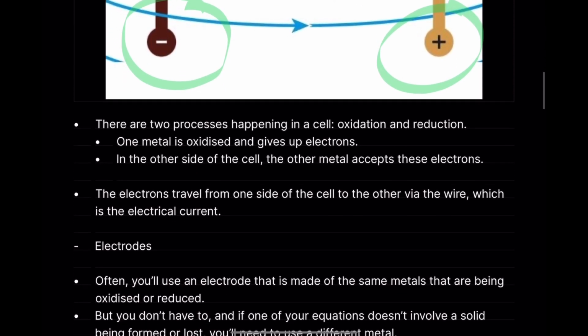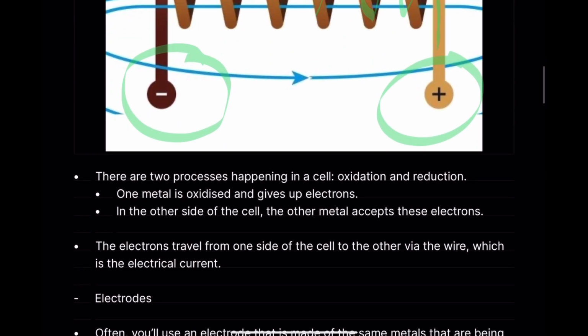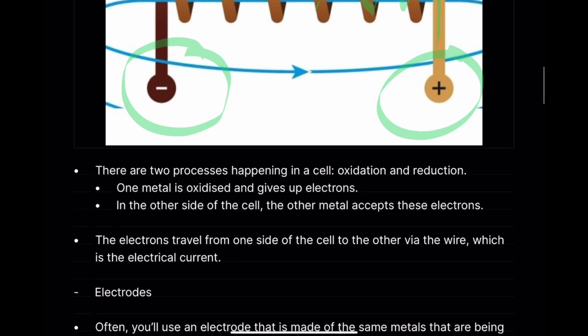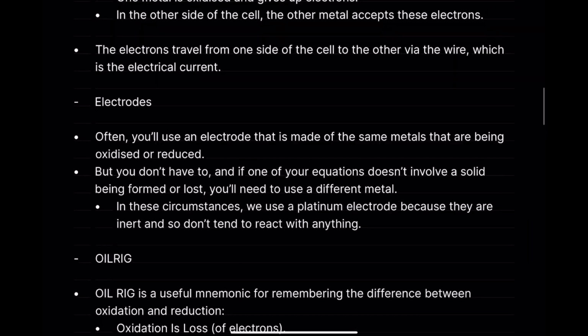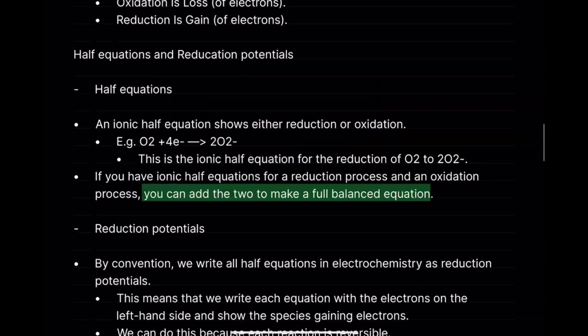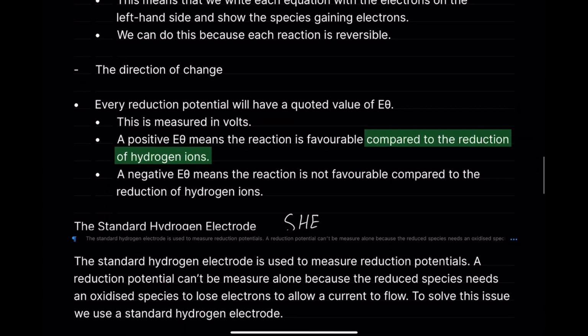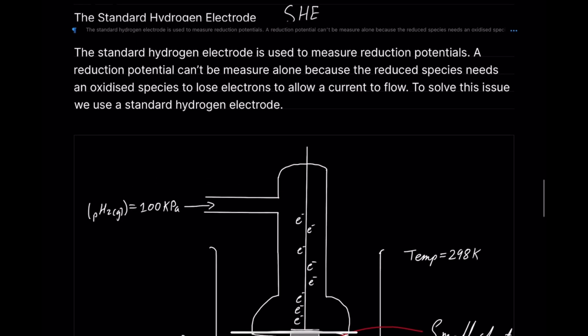You need to have a difference in charge. You need to have one side of the metal being oxidized and giving up electrons, and on the other side of the cell, the other metal accepts these electrons, right? So you can't just measure the rate of reduction by itself. You need to have both a reduction and an oxidation process, right?